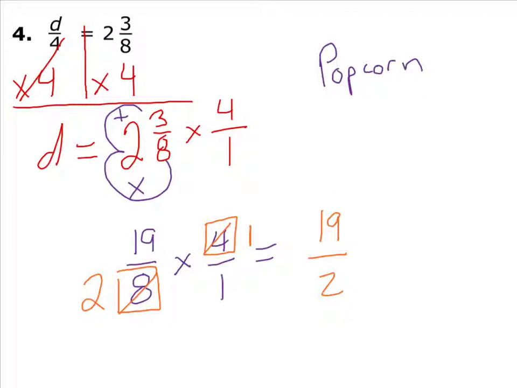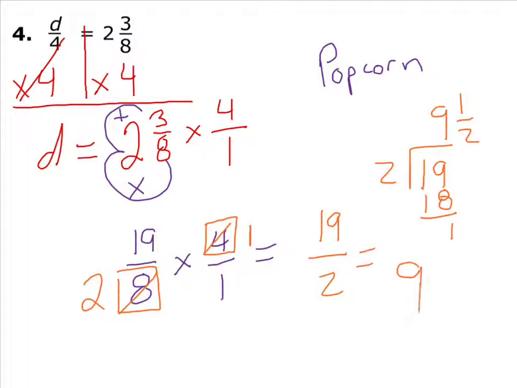Now we know that we have to simplify that, so we'll divide up. 19 divided by 2 gives us 9. 18, remainder of 1, so we're going to put that 1 over the number we divided by, the 2. So 19 over 2 equals 9 and 1/2, which is going to be my answer.